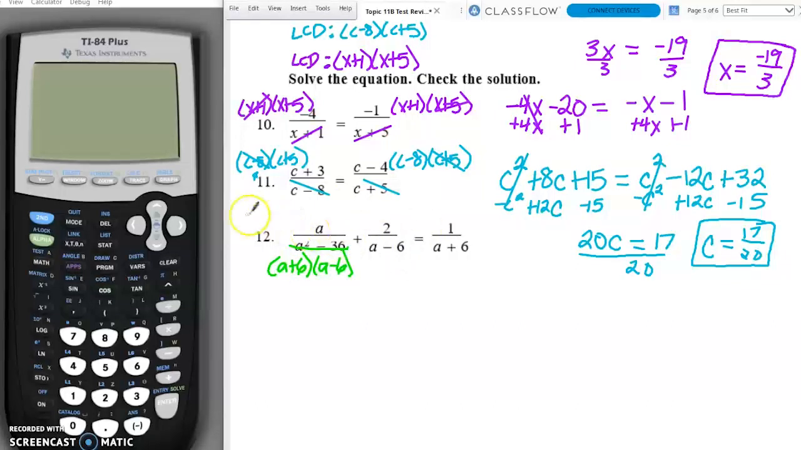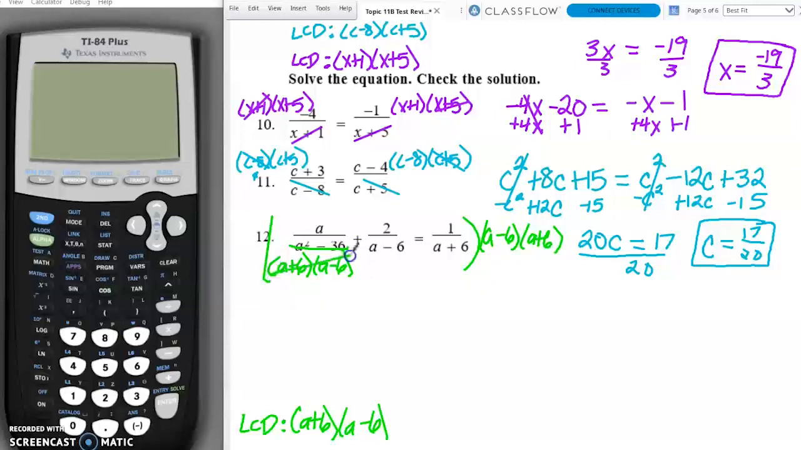And so that means for this one, my least common denominator, we'll put him down there. My least common denominator, two of them share that a plus 6, and then 2 of them share that a minus 6. So this is my least common denominator. So we'll multiply all of them. We'll just write it as one big multiplication.